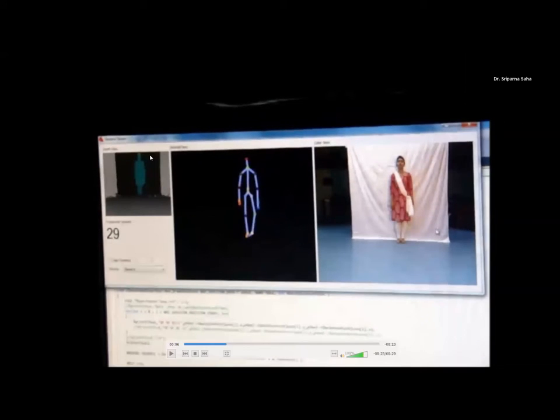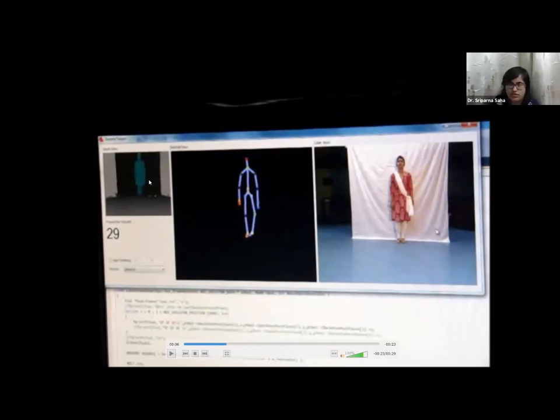So this is already explained in the last class. What is that? This is from the Kinect sensor. You can have three different outputs basically. This is the RGB camera view, that is the normal camera, captured by the Kinect sensor. So that is the RGB camera view.